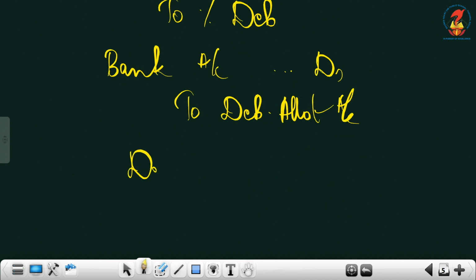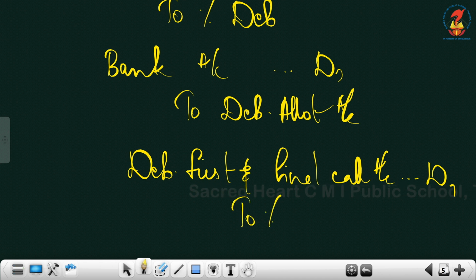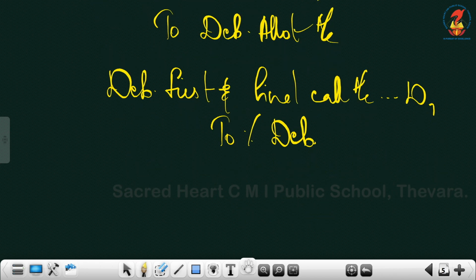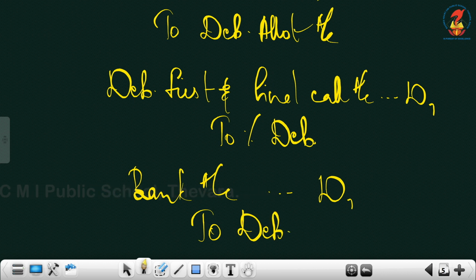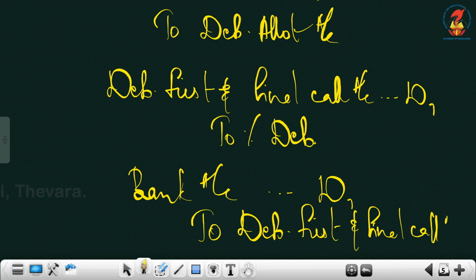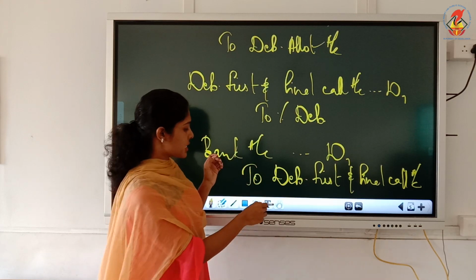The next one, the first call, suppose first and final call. So debenture first and final call account debited to percentage debentures. Then finally you can write bank account debited to debenture first and final call. Okay, so these are the basic entries which you have already studied, but write it once again because now we are writing debentures instead of shares.